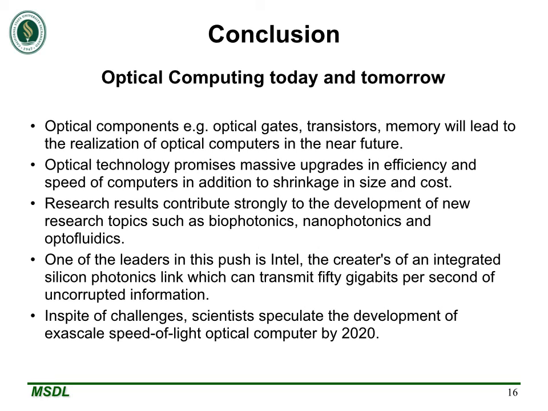One of the leaders in this push is Intel, the creator of an integrated silicon photonics link which can transmit 50 gigabits per second of uncorrupted information. Intel is contributing to the development of this new technology. They've produced devices which act like a stepping stone to full optical computing. In spite of all these challenges, scientists still speculate the development of a speed of light optical computer by 2020.